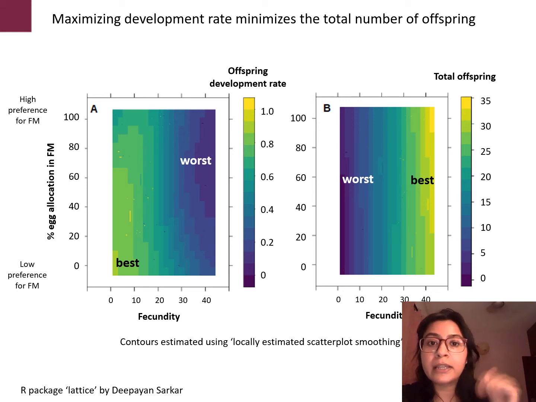And what you see reflected here is actually a very well-known fact about flour beetles. The total number of offspring and individual offspring development rate often trade off with each other in this species. So if you want to maximize development rate, you have to do so at the cost of the total number of offspring. Now, the next question I asked was whether females from different contexts make decisions that maximize these different components. What we have here is a baseline of what the fitness components are for a given combination of fecundity and egg allocation.